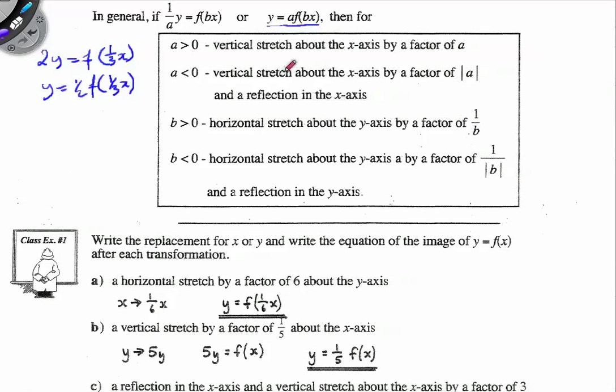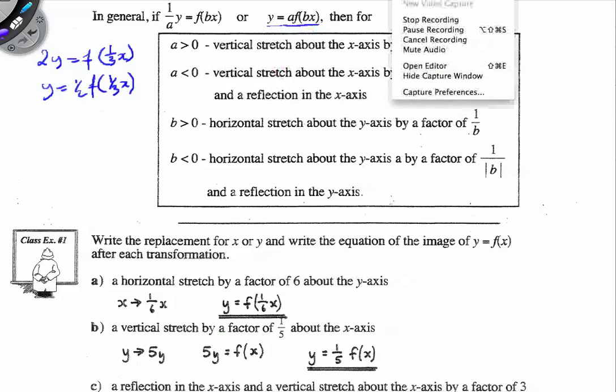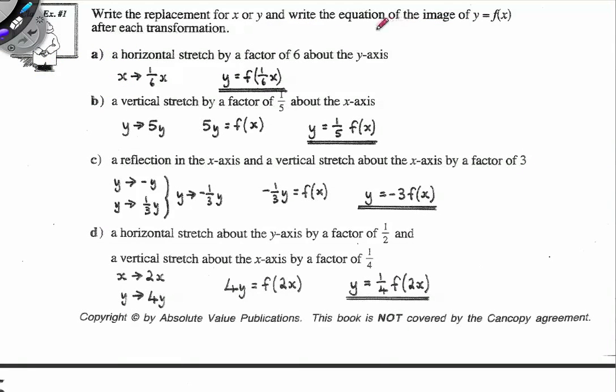So let's go on and look at class example number 1. Write a replacement for x or y and write the equation of the image of y equals f of x after each transformation. So the transformation here is a horizontal stretch by a factor of 6 about the y-axis. It's going to affect the x value. So x goes to 1/6 x.